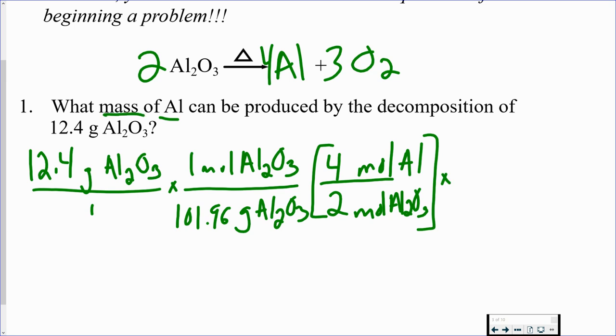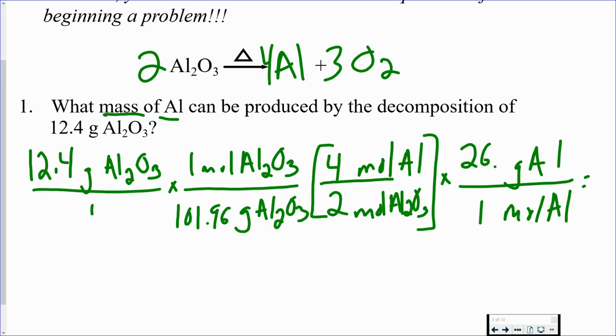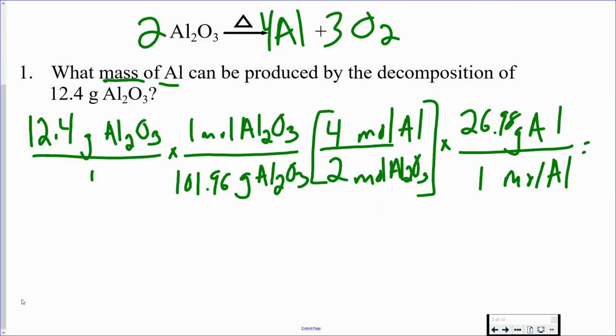Last but not least, they asked for the mass, so we need to get grams of Al over mole Al. Mole is going to get a 1. This has a molar mass of 26.98 according to the periodic table. What we're going to ask you to do then is I, again, like to have that intermediate step where I multiply all the tops together, multiply all the bottoms together, and then do one division problem.